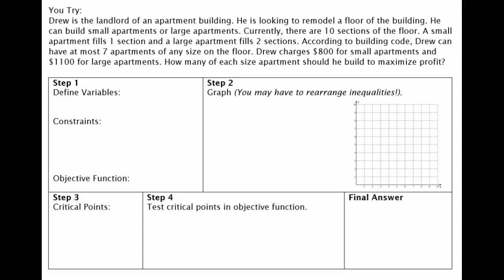So first step is to define our variables. The two variables are the two things that we're talking about trying to maximize, which is the two different size apartments. So I'm going to say that X is going to equal the number of small apartments. And then Y is going to equal the number of large apartments.